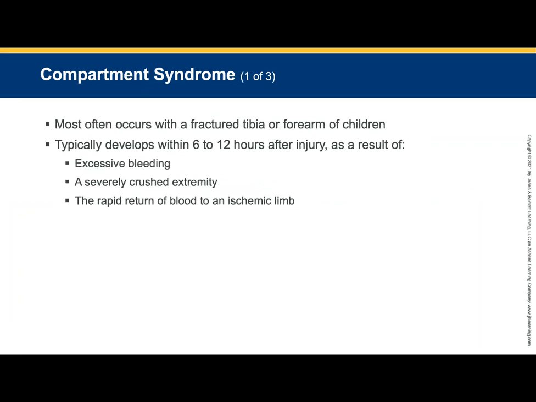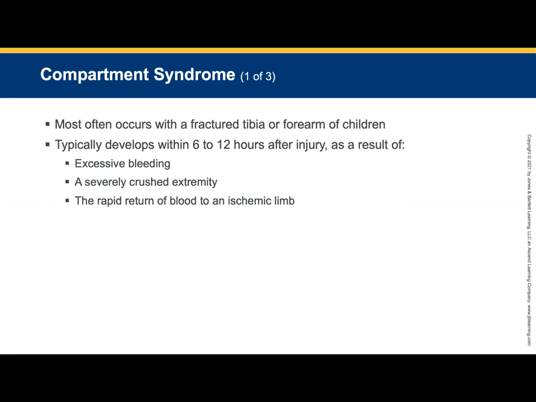Compartment syndrome does happen about 6 to 12 hours after the injury, as a result of severe bleeding, crush injury, and the rapid return of blood into an ischemic limb. So basically it's dying, and then you're going to have all this rapid flow, and it's just not going to go like it's supposed to. Blood flow decreases inside a muscle compartment, ischemia results, and anaerobic metabolism results. Tissues become damaged and will die.